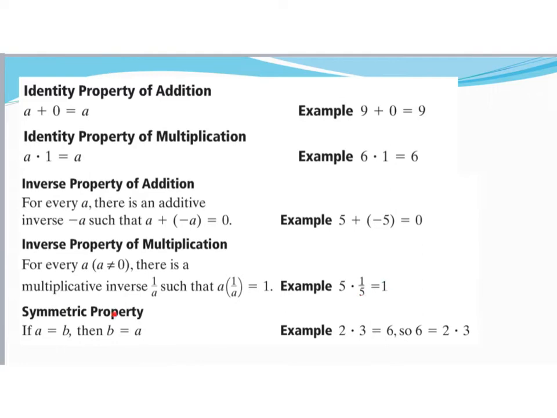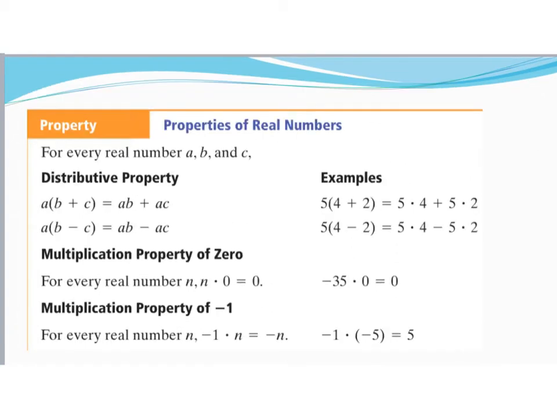Then we have the symmetric property that says if A equals B, then we must also know that B equals A. So I could say 2 times 3 equals 6, so that must mean that 6 equals 2 times 3. It goes both ways. And finally, we have properties of our real numbers. So we're assuming that A, B, and C are all real numbers.